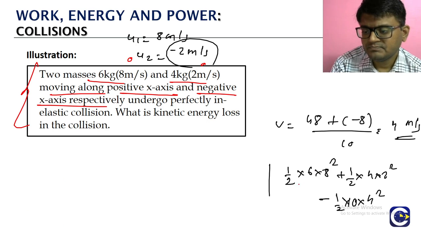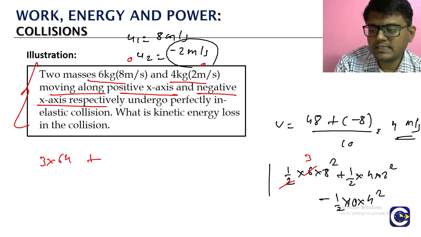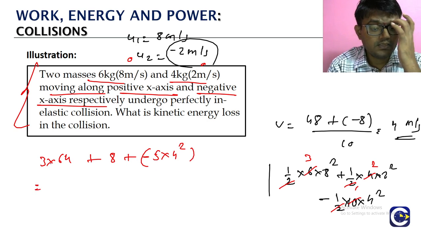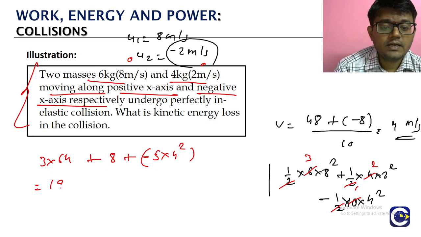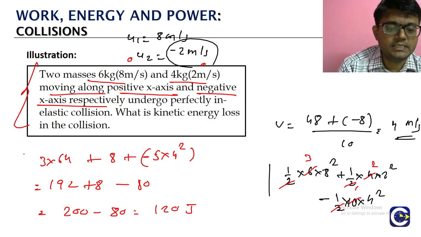Look, 2 1s are 2, 3 2s are 6, so 3 into 8 square, which is 64, plus 2 1s are 2, 2 2s are 2 into 2 square, which means 8. Subtract 5 into 4 square. 3 into 64 means 192, plus 8, minus 4 square which is 16, and 16 into 5 is 80. So 200 minus 80 is 120 joules. This is the loss of kinetic energy.